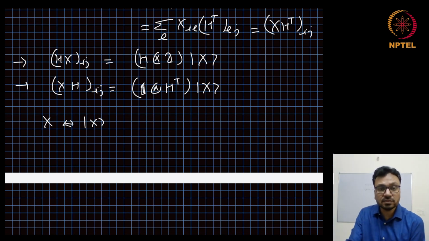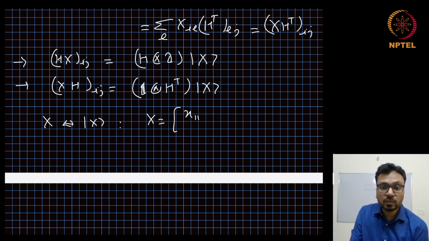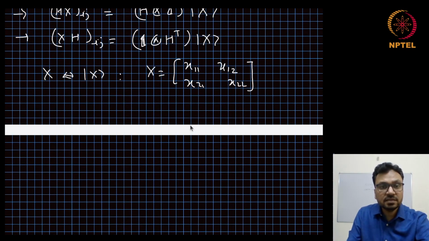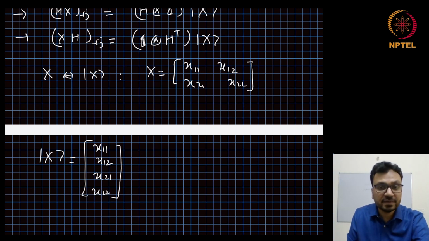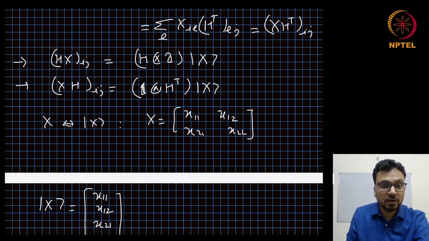The relation between the matrix X and the vector X is as follows. If we have, let us say, X to be x11, x12, x21, x22, just a 2 by 2 matrix, then the vector X will be x11, x12, x21, x22. This is what we have been calling the unfolding of the matrix. So we can relate a matrix with a vector. This is the same vector.